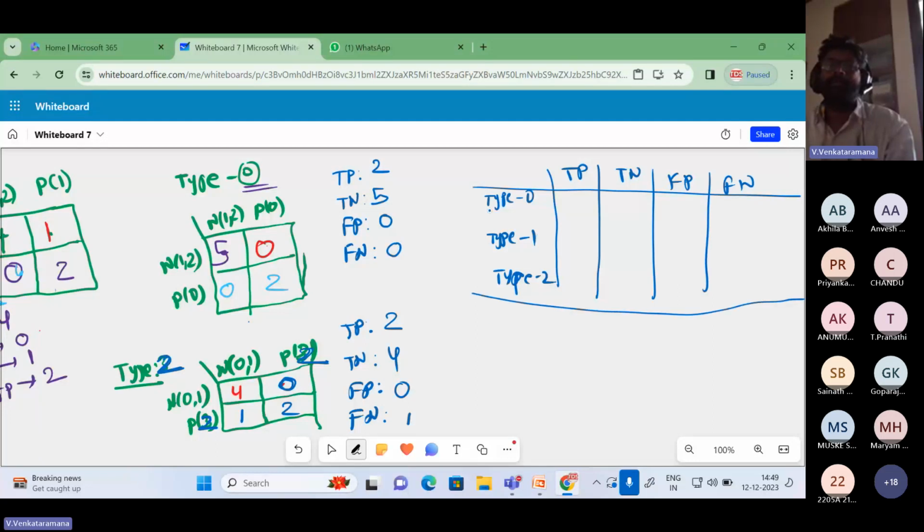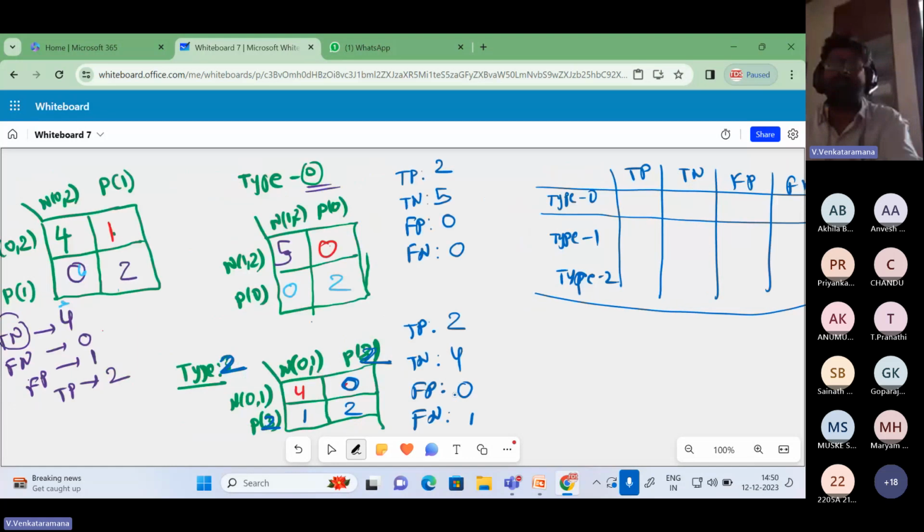Now tell me, we already have the data. For type 0, true positives are 2, true negatives are 5, false positives 0, false negatives 0. For type 1, true negatives are 4, false negatives are 0, false positives are 1, and true positives are 2. And what about type 2? True positives are 2, true negatives are 4, false positives are 0, false negative is 1.